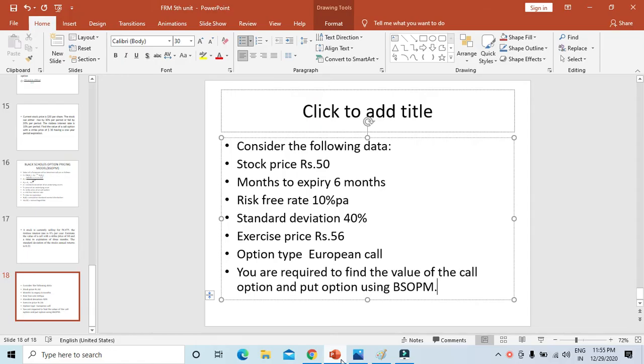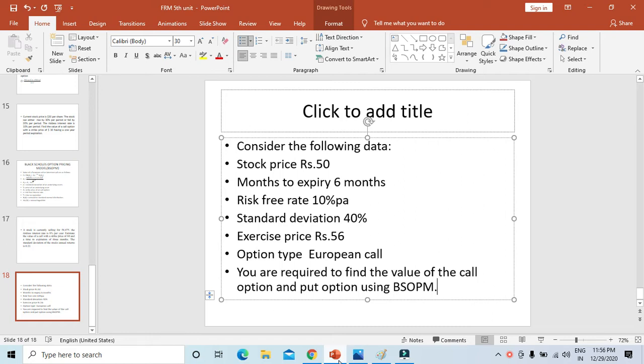This would be the last class of your FRM subject, that is the 5th unit of your FRM options. This is an important question that came previously also, a BSOPM question. There is a little bit of variation, so that is the reason I'm showing you this problem. This would be the last class of the FRM subject. With this I'm done with the syllabus. So let's check out the question.